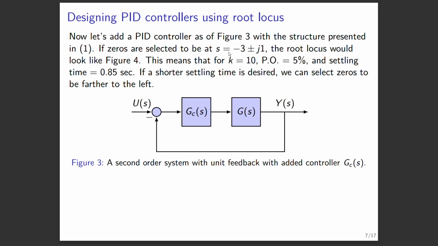If the zeros are selected at -3 plus minus j1, the root locus would look like the figure I just showed you. This means that if the gain is the same number, 10, percentage overshoot goes down, which is a good thing, right? We want the percentage overshoot to go down. And settling time goes down too, so it is desired too. And if a shorter settling time is desired, we can select zeros to be farther to the left.